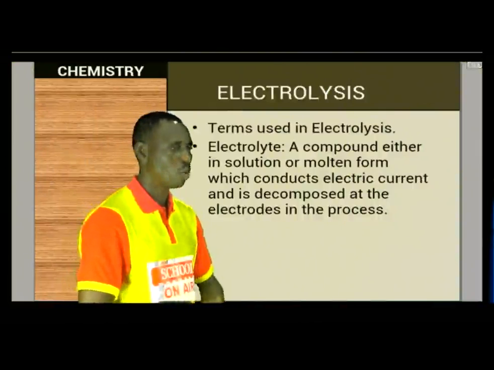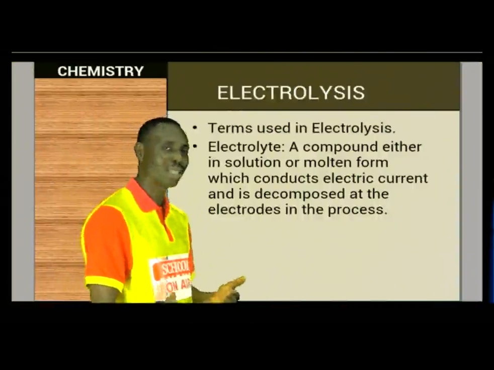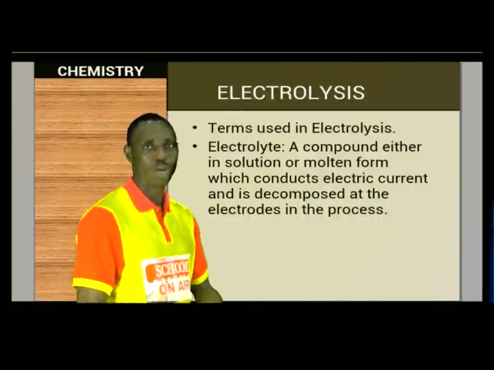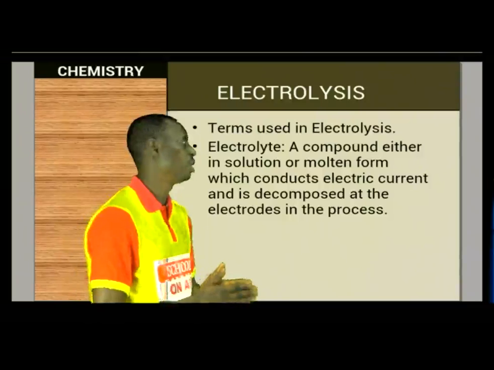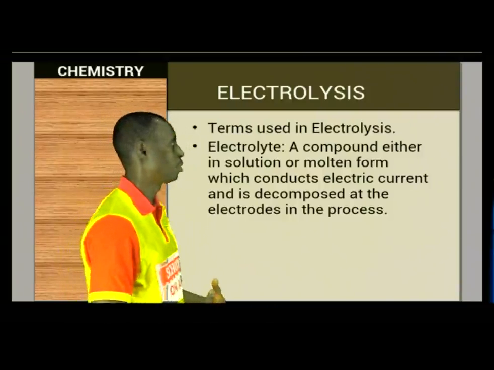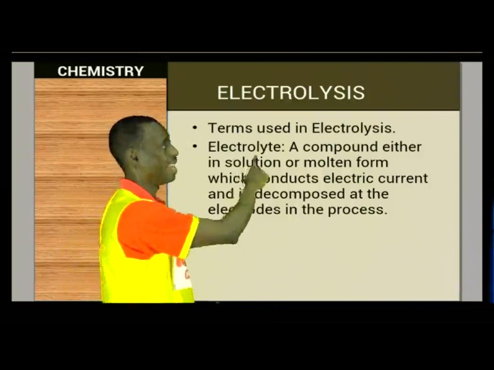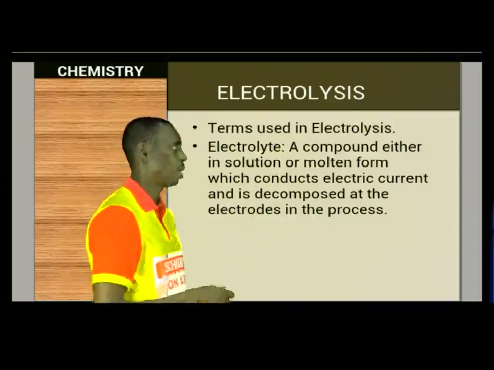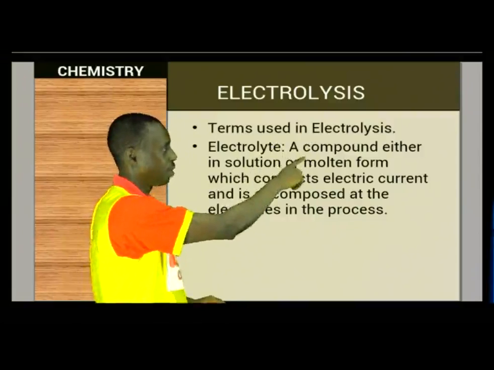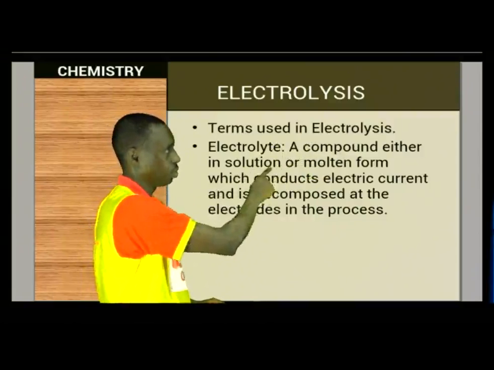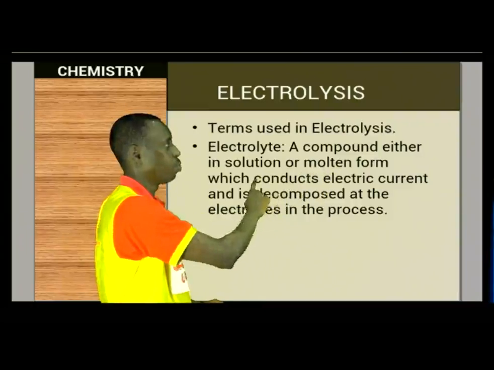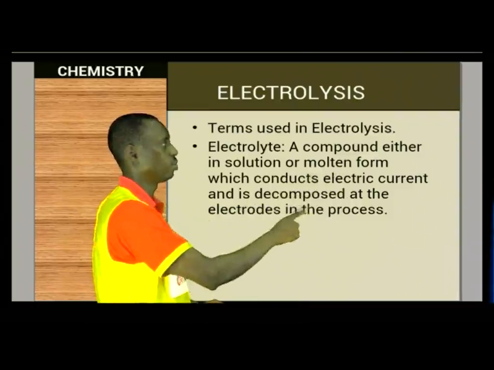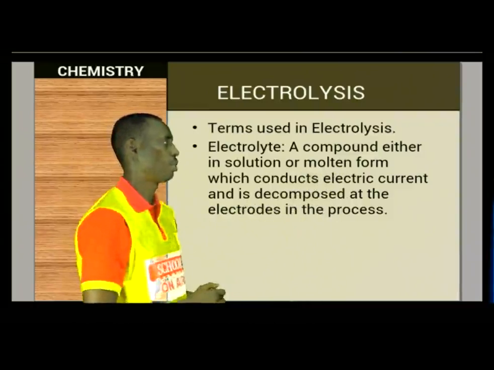So more so, in electrolysis we also use certain terms, and it is important that you are made aware of all these terms that are being used in electrolysis. To start with, we talk about electrolyte. That's one of the terms that are used in electrolysis. Electrolyte is a compound that is either in solution or molten form which conducts electric current and is decomposed at the electrodes in the process.